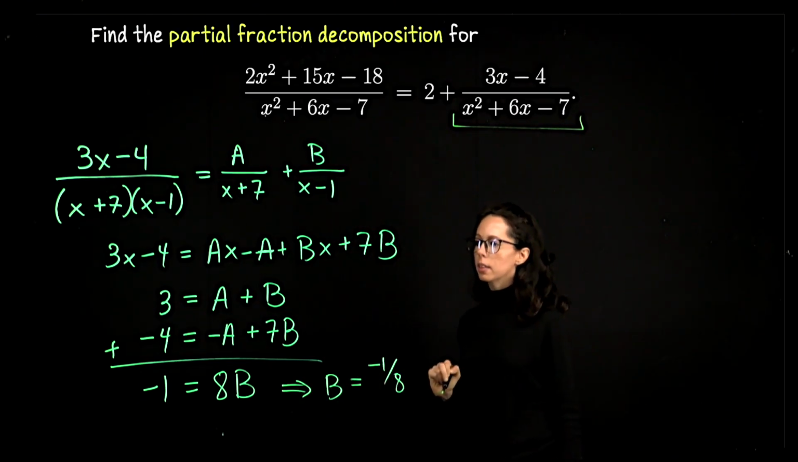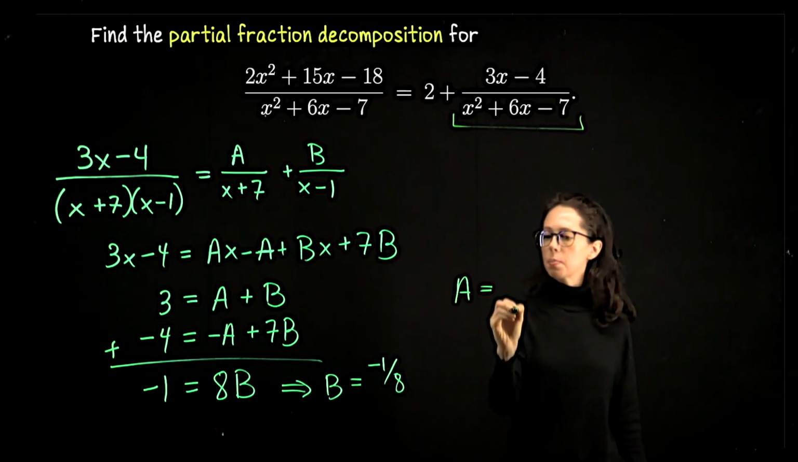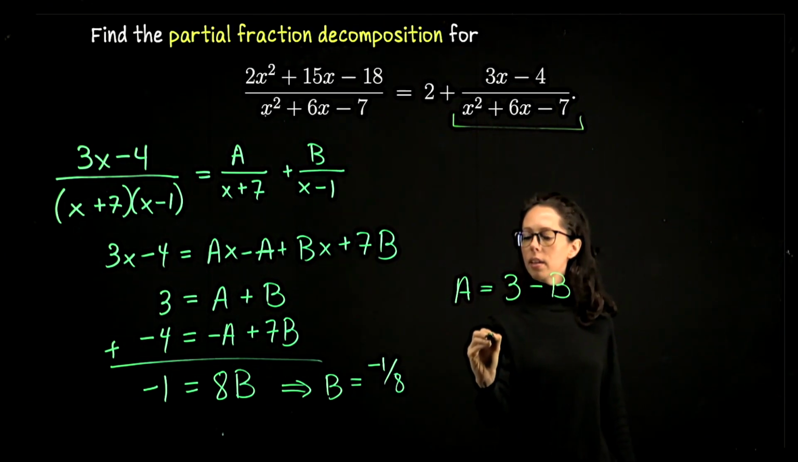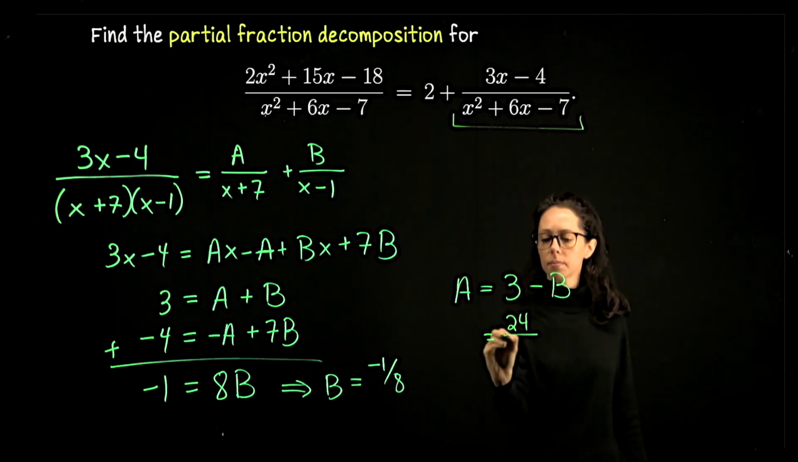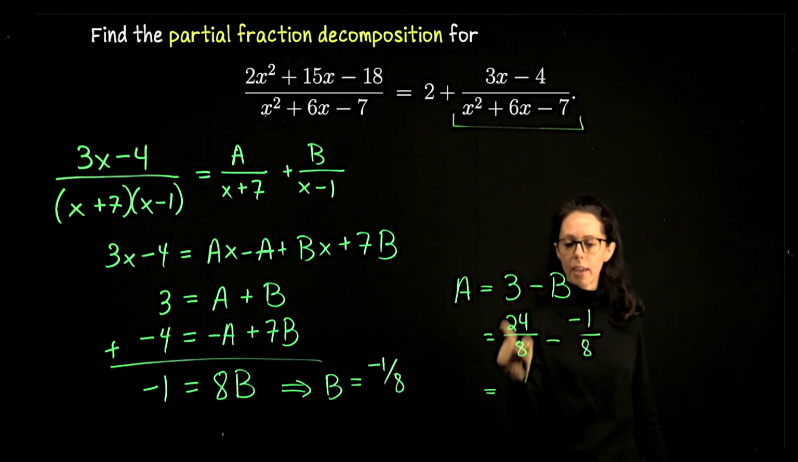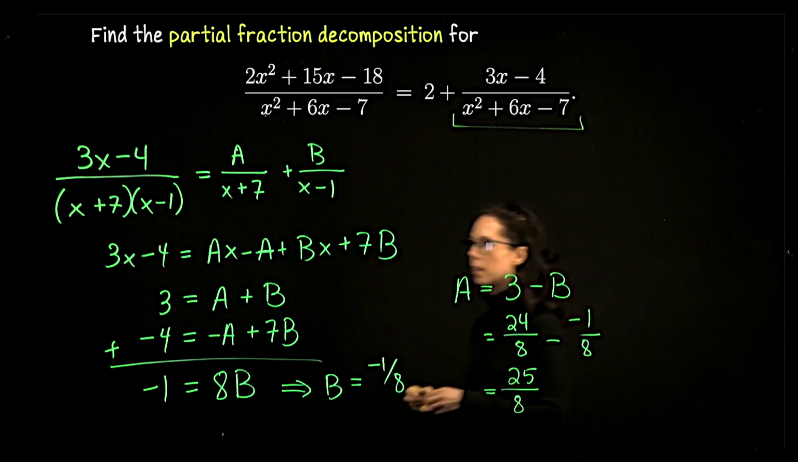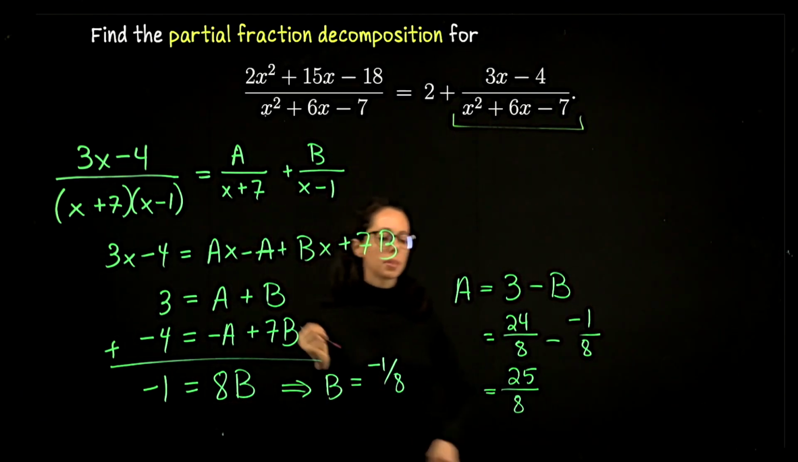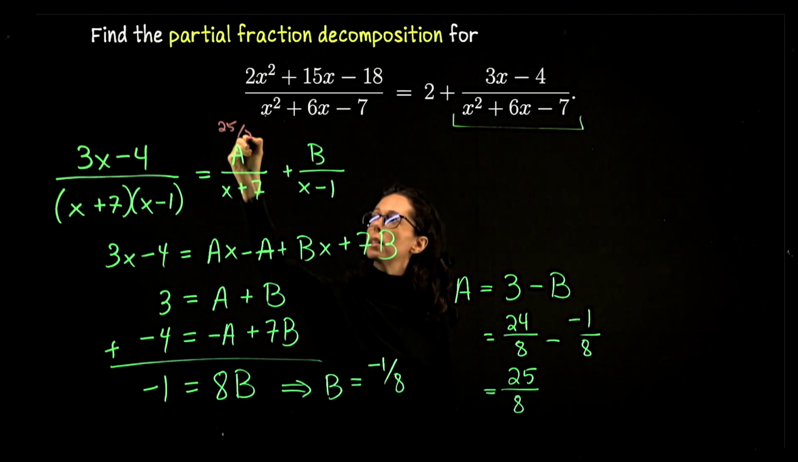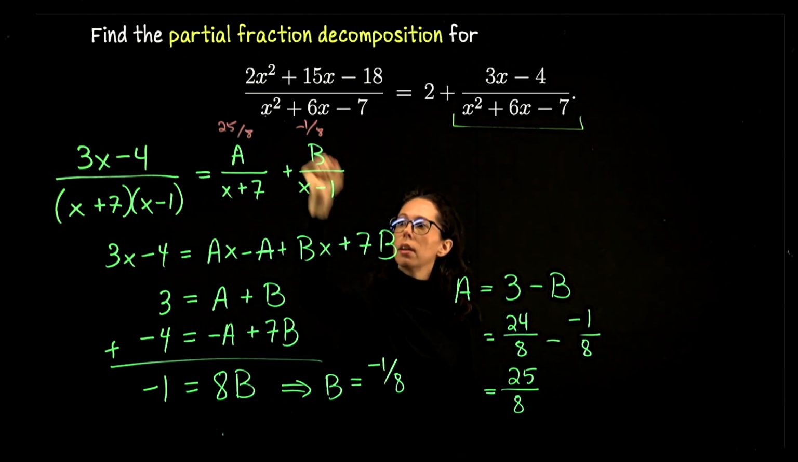Now that we know that, let's use the first equation to solve for a. A is 3 minus b. So that's like 24 over 8 minus negative 1 over 8. So the other constant a is 25 over 8. Okay, so in our partial fraction decomposition, our new expressions are going to be 25 over 8 over x plus 7 and negative 1 over 8 over x minus 1.